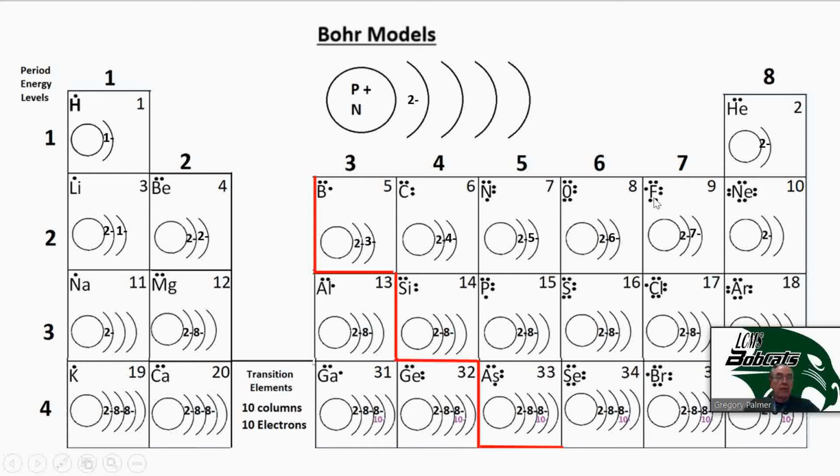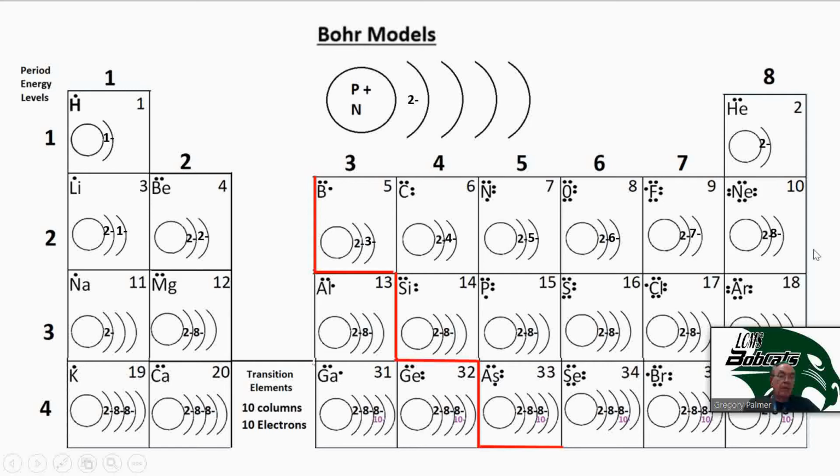Fluorine has 1 more valence electron than oxygen did, so it has a total of 9. It matches its 9 protons. 7 valence electrons match the 7 dots. Neon has 1 more electron. Outer energy level is full now. Okay, we have 2 plus 8 is 10.